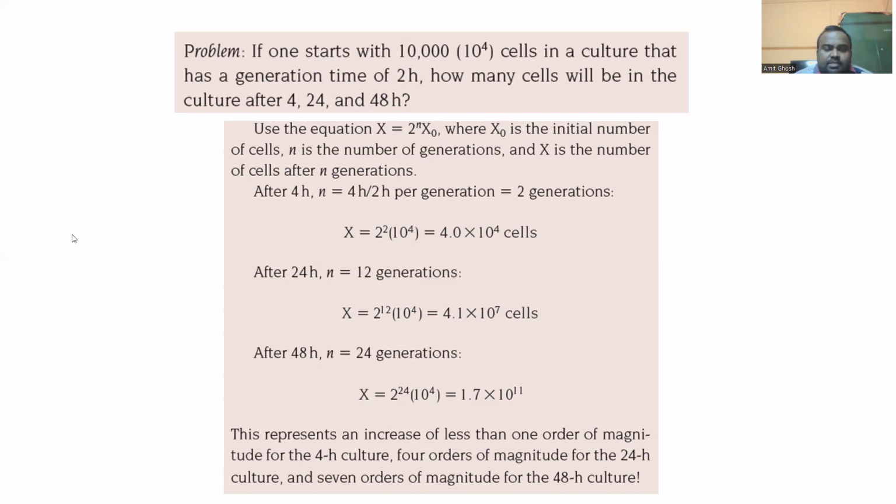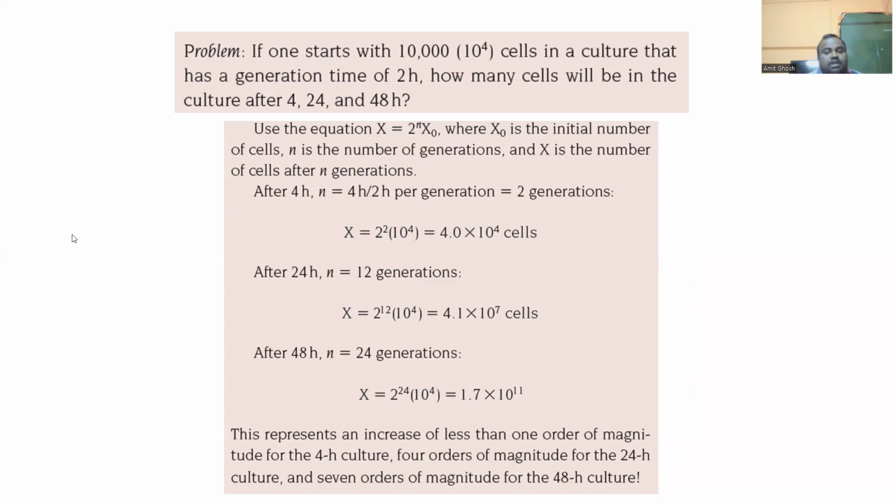Use the equation x is equal to 2 to the power n into x0, same as previously, Nt is equal to N0 into 2 to the power n, where x0 is the initial number of cells, n is the number of generations, and x is the number of cells after n generations. So after 4 hours, n is equal to 4 hours by 2 hours per generation. It will be 2. So x is equal to 2 to the power 2 into 10 to the power 4. That means 4 into 10 to the power 4 cells after 4 hours.